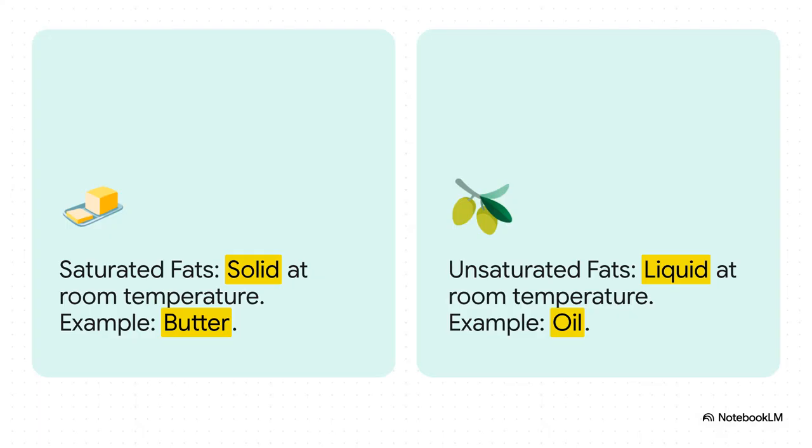Now let's talk about lipids, specifically fats. You've heard the terms saturated and unsaturated a million times, right? Well, the difference is actually pretty simple. Saturated fats have these nice, straight carbon chains that can pack together really tightly. That makes them solid at room temperature. Think butter. Unsaturated fats, on the other hand, have these kinks or bends in their chains, so they can't pack together as neatly. That's why they're liquid, like olive oil.